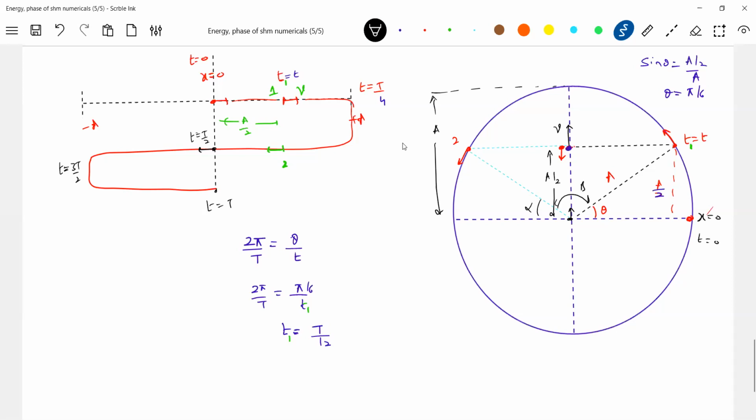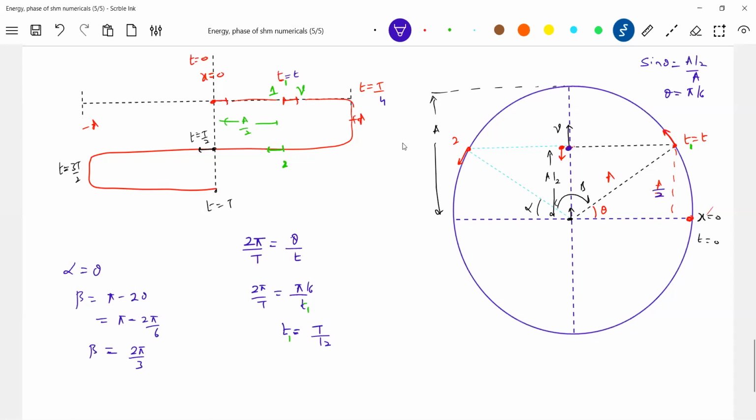Now, can we calculate the beta? Directly you should be able to tell me. Alpha should be equal to theta from that triangle. So alpha is equal to theta. Then beta should be equal to pi minus 2 theta. What is theta? Theta is pi by 6. So pi minus 2 pi by 6 is 2 pi by 3. This is the value of beta.